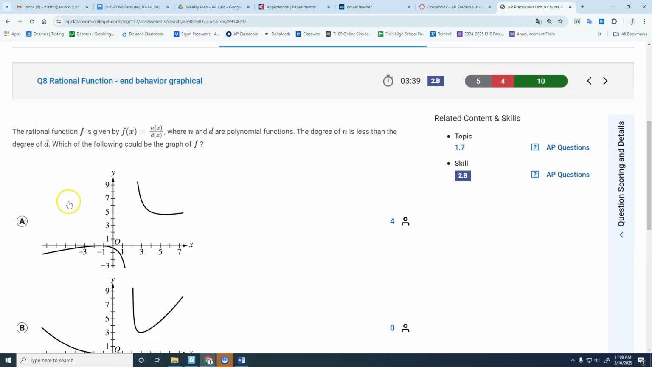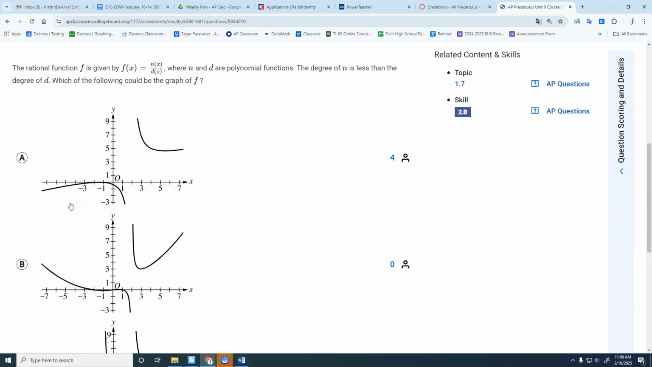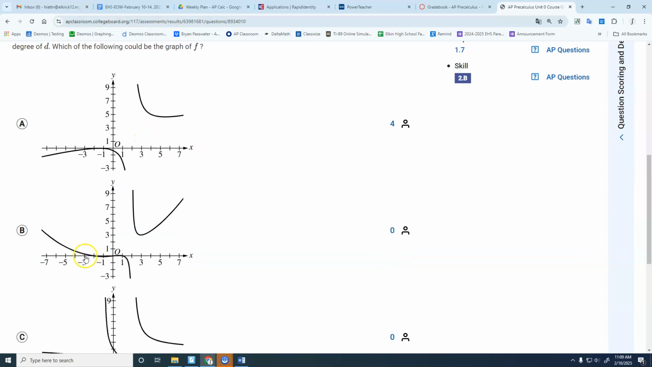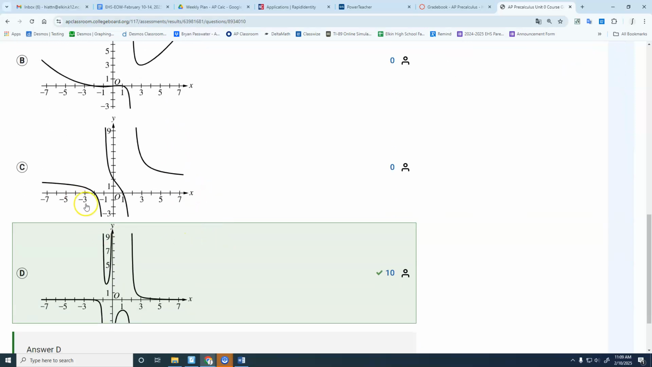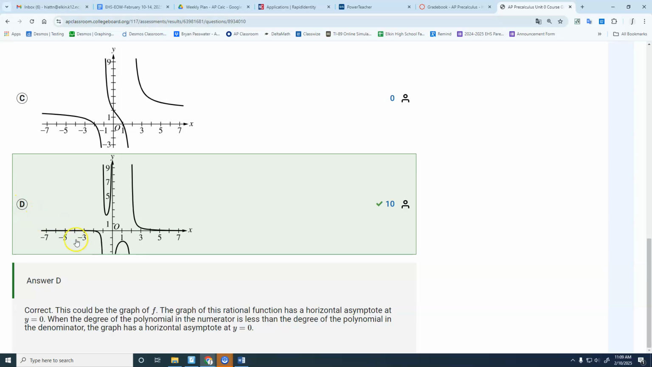So what you're looking for on this graph is that, on the ends of the graph, it needs to go to 0. So like right here, this one's going down, this one's going up, that's not it. This one is going up, up, that's not it. This one looks like it has a horizontal asymptote, probably, but is it at 0? It is not. D, right here, this gets closer and closer to 0, as does the other side. So that one's going to be your answer for that one.